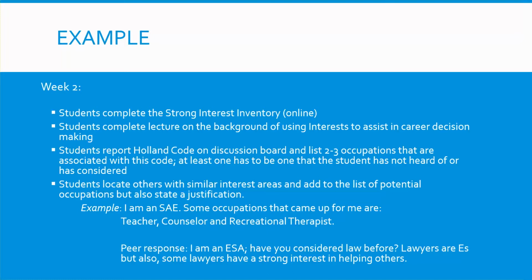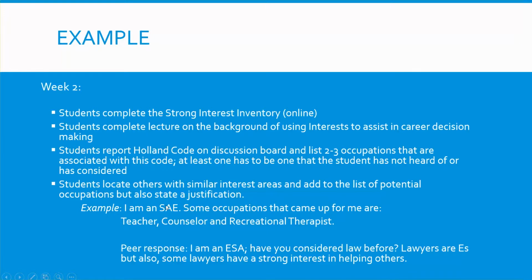Their peers will be responding with some suggestions of other occupations that they may be interested in. So in this example, I am an SAE, a social, artistic, enterprising, and I've listed the occupations that have come up for me. A peer might respond with, I am an ESA, so you can see that those 2 areas, our interest areas, can overlap, and I'm recommending that the person also consider law, or asking if they've considered it. While lawyers are E's, and that's also my last interest area, or my least common interest area, the student also points out that some lawyers have a strong interest in helping others, which is my leading interest area of social.